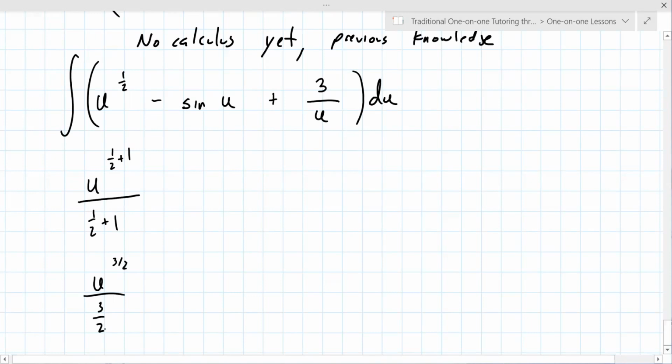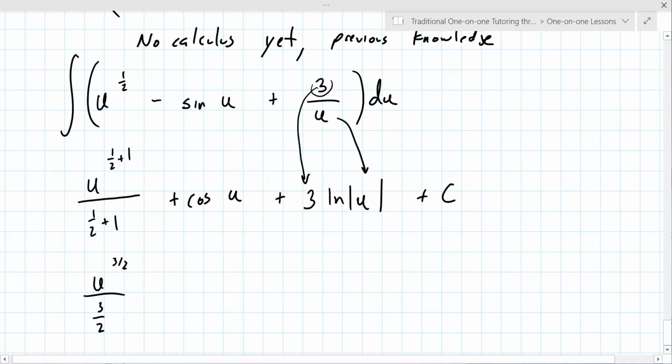Plus cos. Plus natural log of the absolute value of x plus c. It's u because we're using u. But what about this 3? Where does it go? That goes beside the ln.